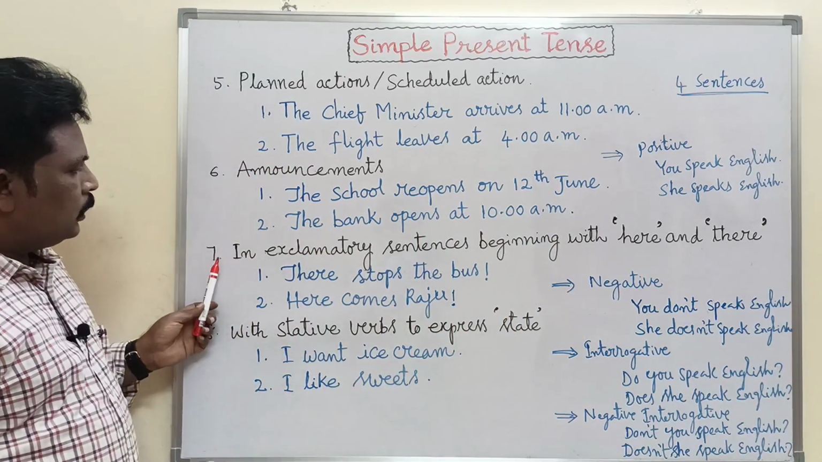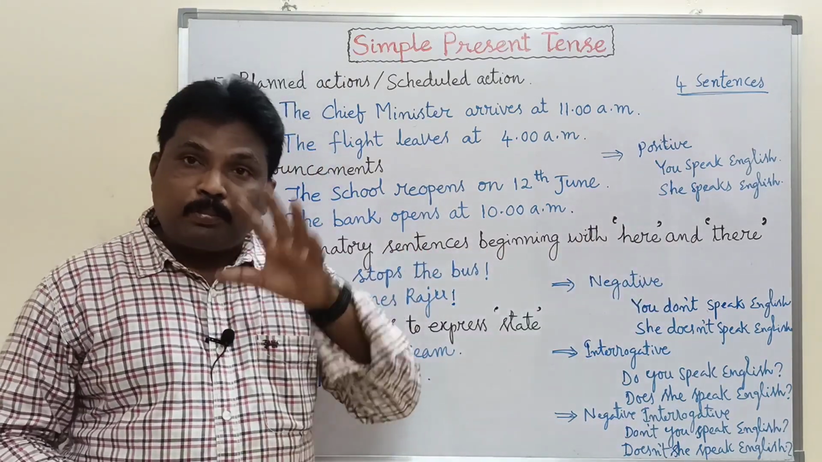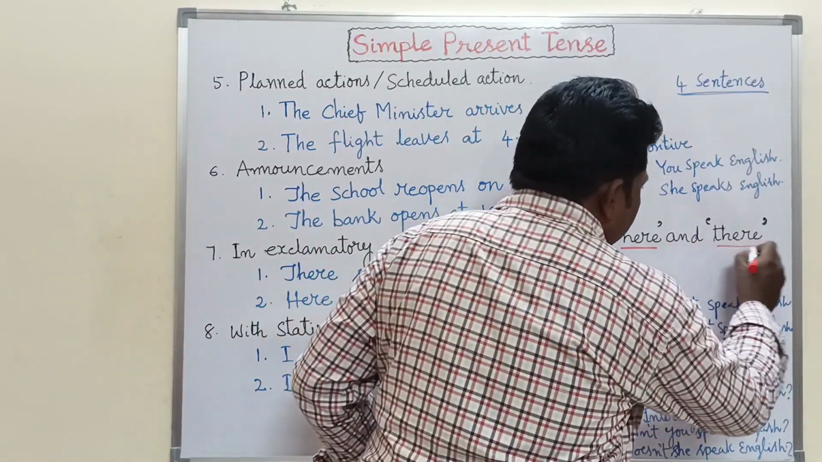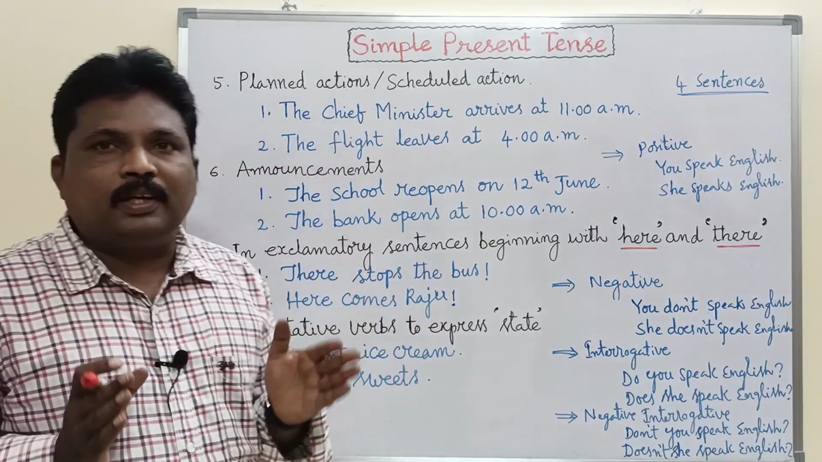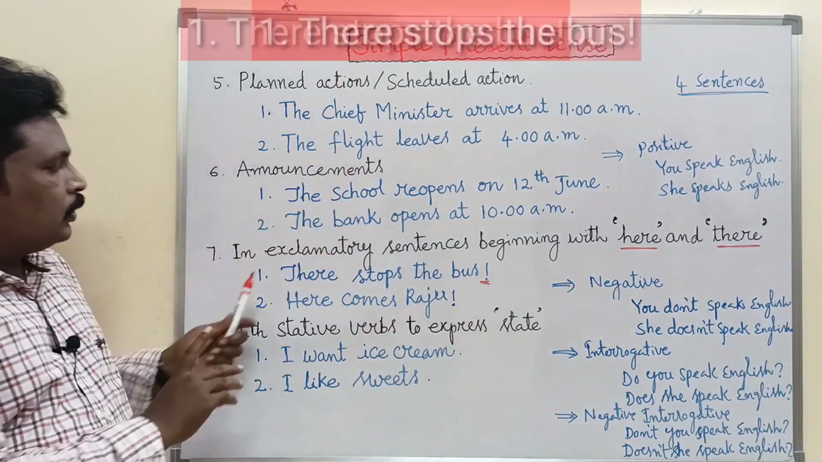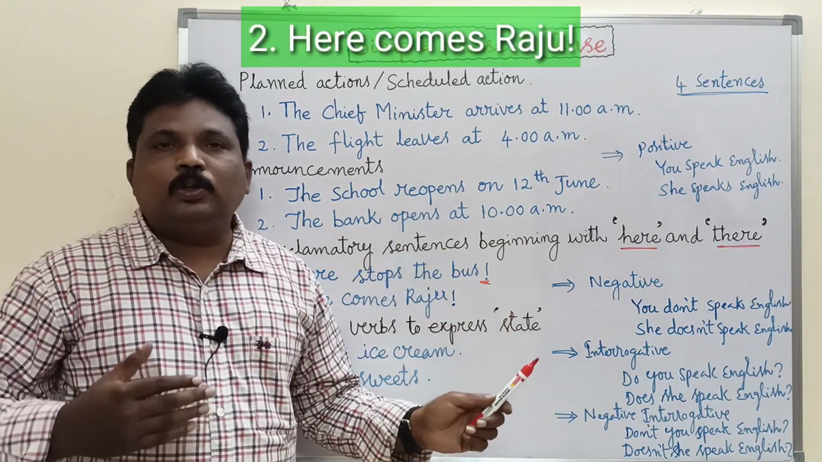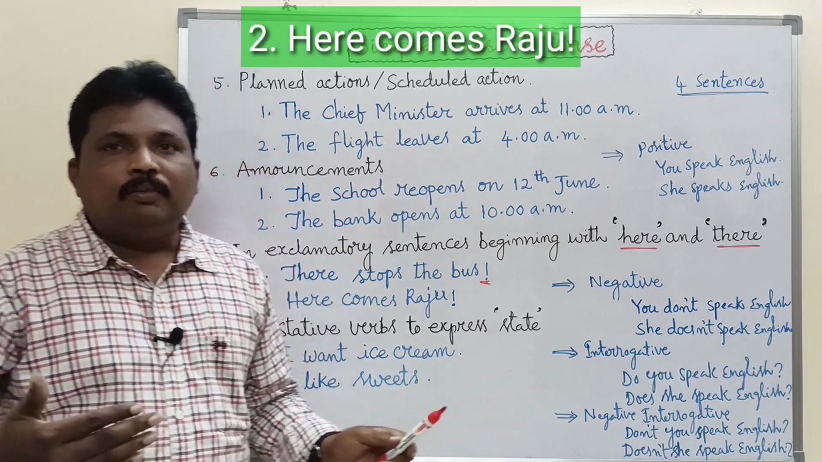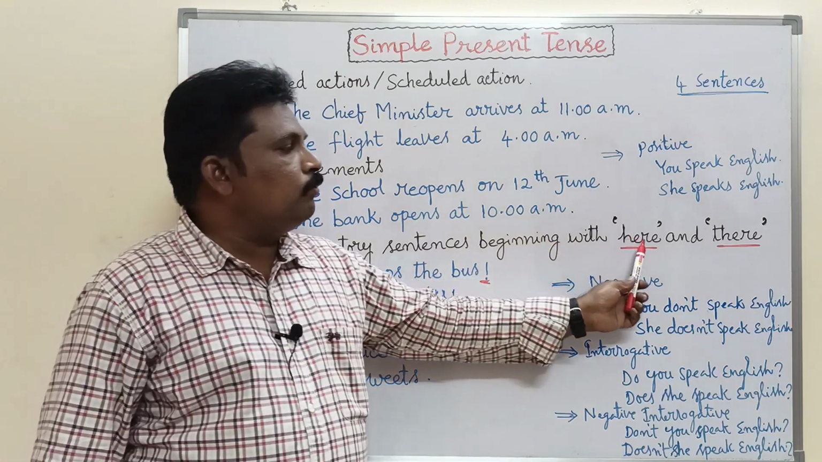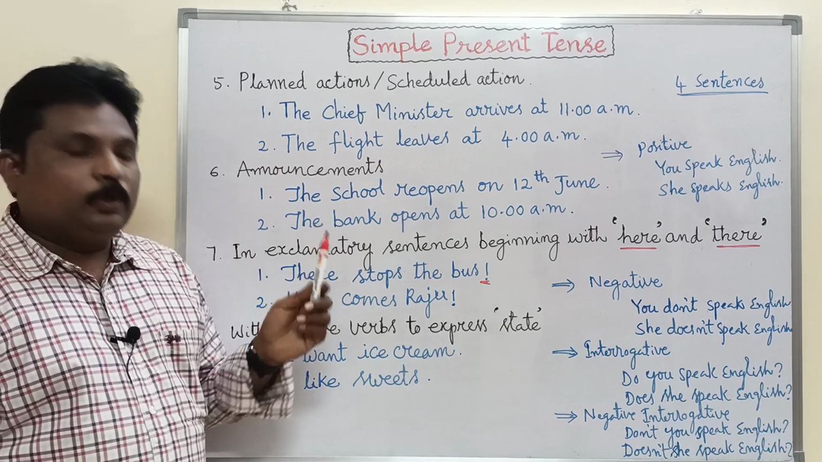Okay, next usage. In exclamatory sentences beginning with here and there, sometimes we find sentences that begin with here and there, and it is a small sentence at the end of which we find an exclamation mark. So, there stops the bus. Here comes Raju. So, in an exclamatory way, when somebody speaks looking at something, using the word here or there, simple present tense is also used.